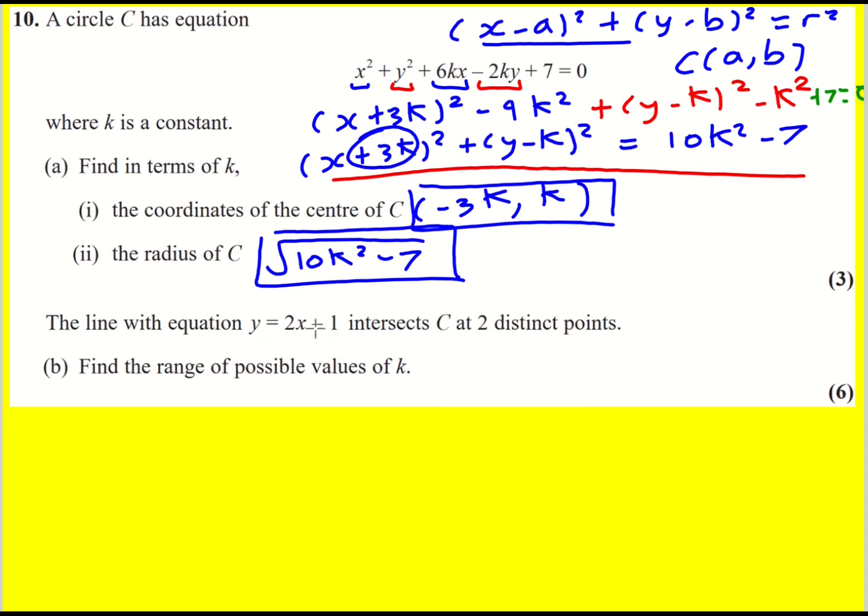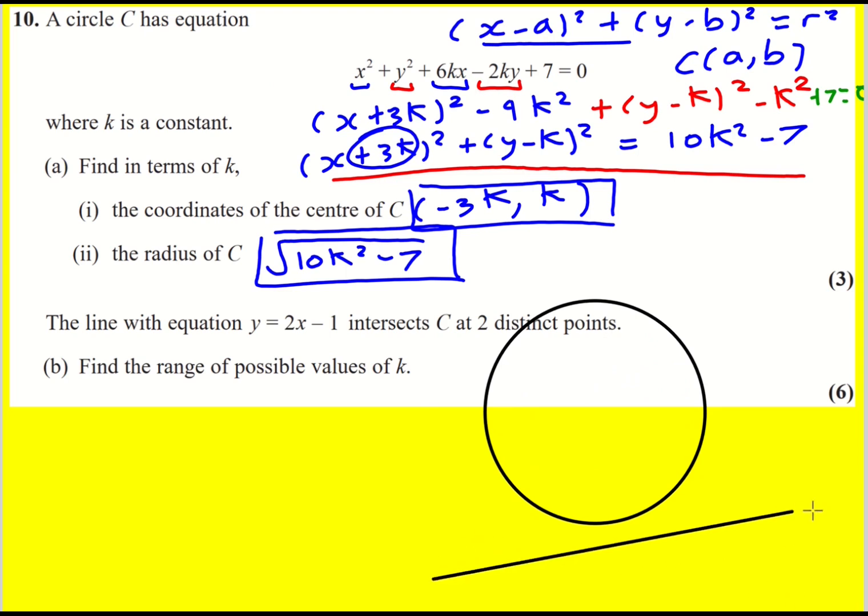We're then told that the line with equation y equals 2x minus 1 intersects C at two distinct points, and we're asked to find the range of possible values of k. As k varies, the center and the radius are going to vary. Now here's a line that misses the circle, it would have 0 distinct points. This one would be a tangent. It's something like this that we're interested in, where it cuts through in two places.